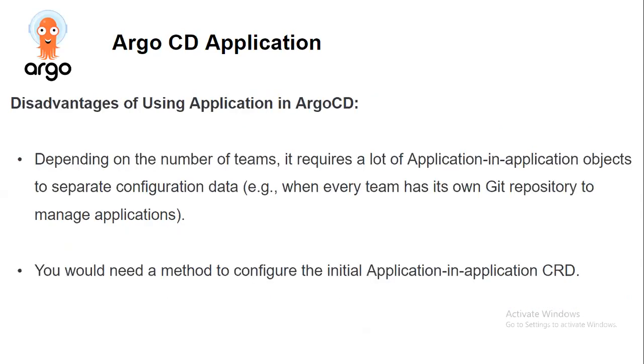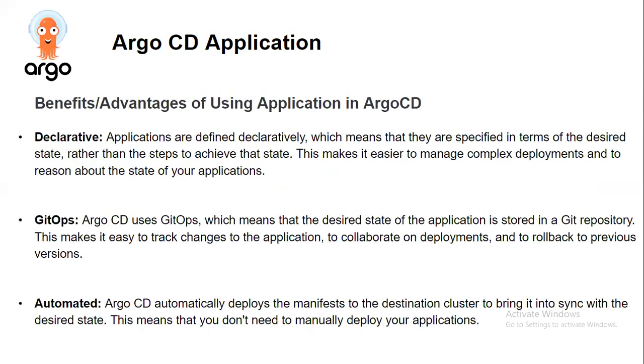Then what is the disadvantage of using applications in ArgoCD? Depending on the number of teams, it requires a lot of application objects to separate configuration file data. For example, when every team has its own Git repository to manage applications, then you would need a method to configure the initial application CRD. So that's the disadvantage, but as you can see, the advantages are declarative, GitOps, and automated.